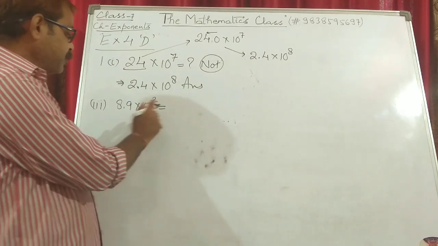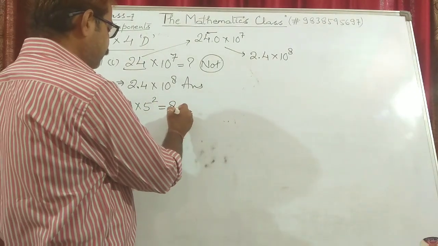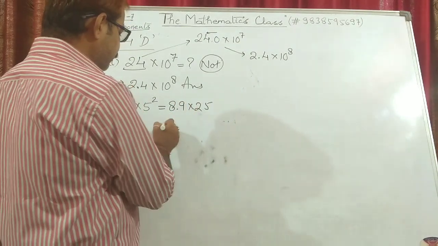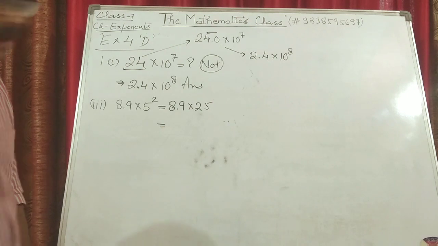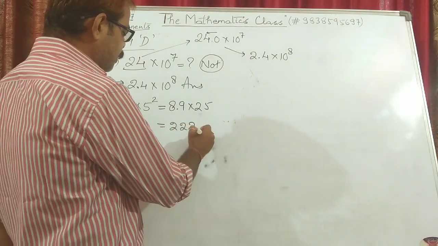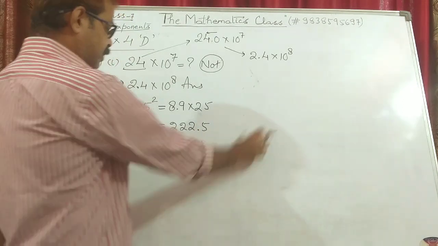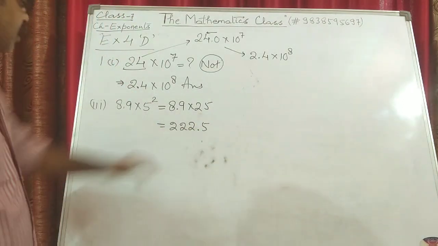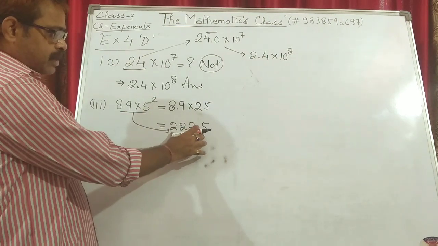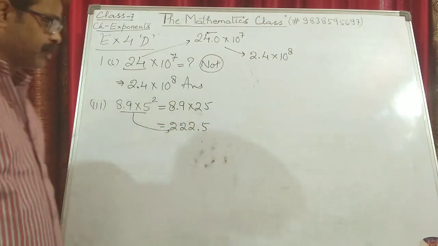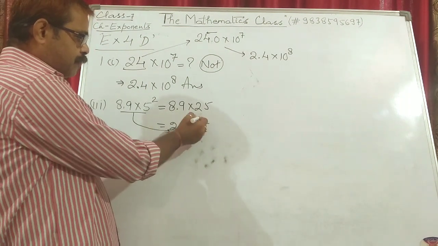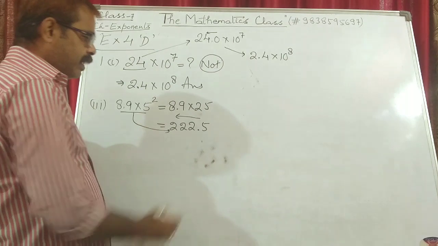8.9 into 5 square means 8.9 into 25. When you multiply 8.9 by 25, you will get 222.5. Now this number can be written in this form, but we know that this is not in scientific notation. It means the decimal has to be shifted two places from right to left.